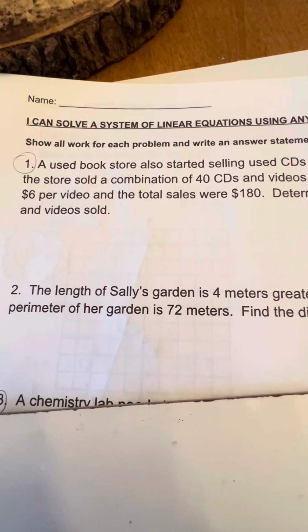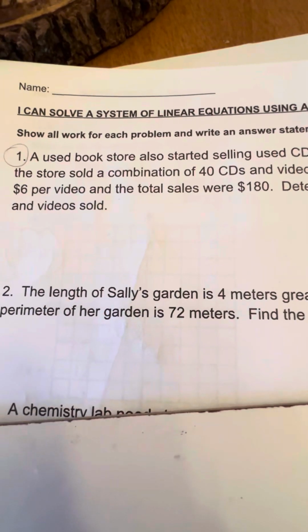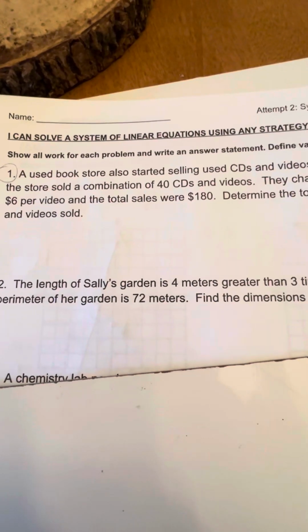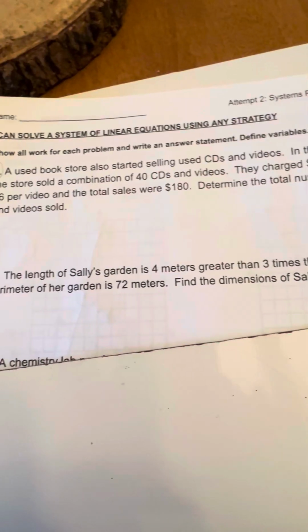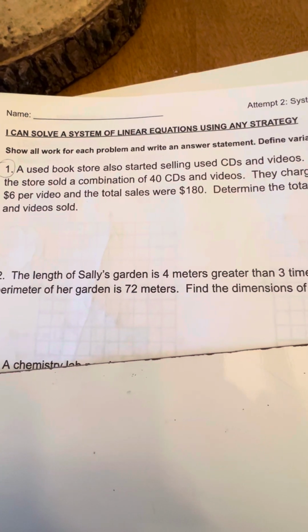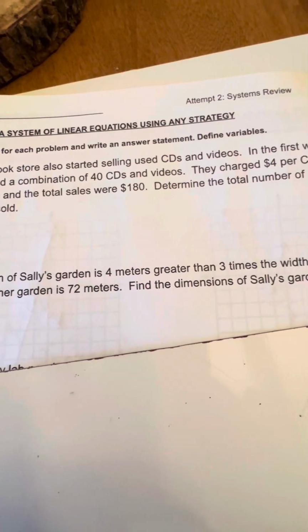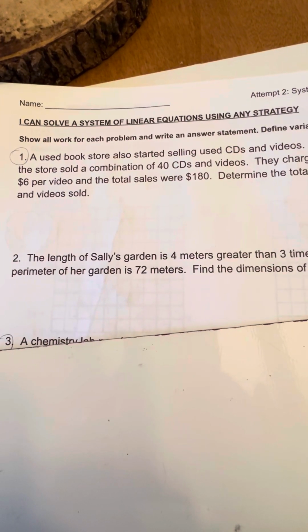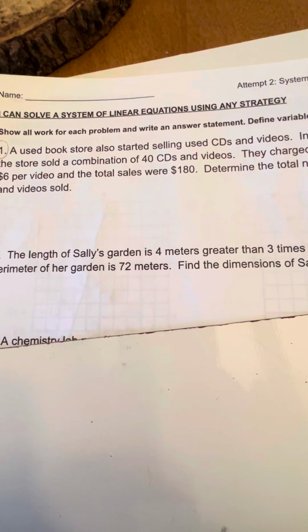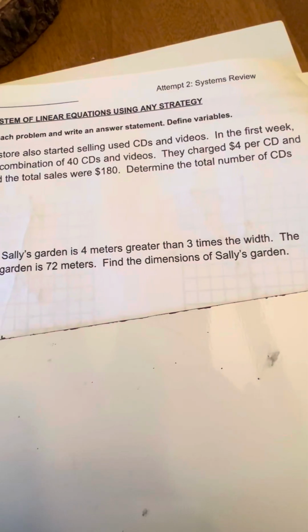All right, we're doing systems of equations, word problems. So we have a used bookstore who's also started selling used CDs and videos. And in the first week, the store sold a combination of 40 CDs and videos. They charged $4 for CDs and $6 for videos, and the total sales were $180. Determine the number of CDs and videos that were sold.